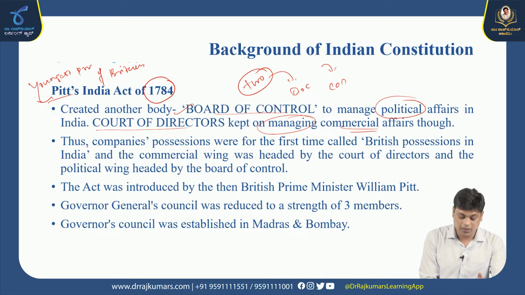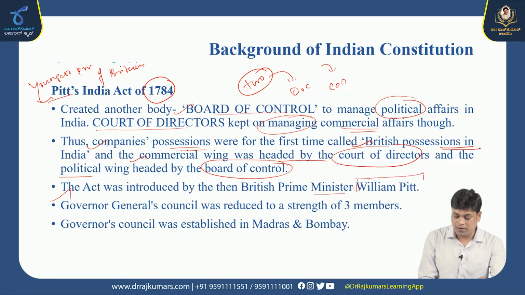So the company's possessions were for the first time called British possessions in India. Earlier it was called 'of India', now it is 'in India'. 'Of' means the British came here and were doing their trade and commercial activities, so it did not belong to the nation. But now the possessions in India mean they are taking control over some regions. That is what it means. In 1784, the commercial wing was headed by the Court of Directors and the political wing by the Board of Control. The act was introduced by the British Prime Minister William Pitt.